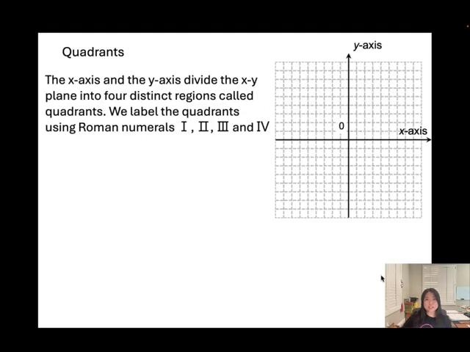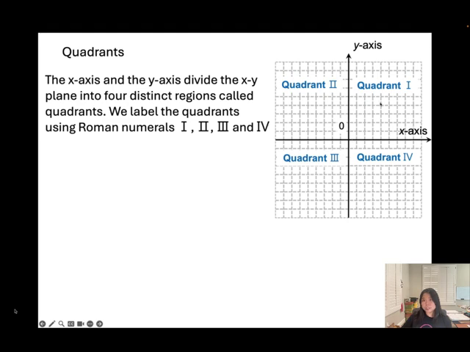Quadrants. The x-axis and the y-axis divide the xy plane into 4 distinct regions called quadrants. You can see the x-axis and y-axis create the 4 quadrants here. We label the quadrants using Roman numerals. Here, we call this quadrant 1, and then we go counterclockwise: quadrant 2, quadrant 3, and quadrant 4.